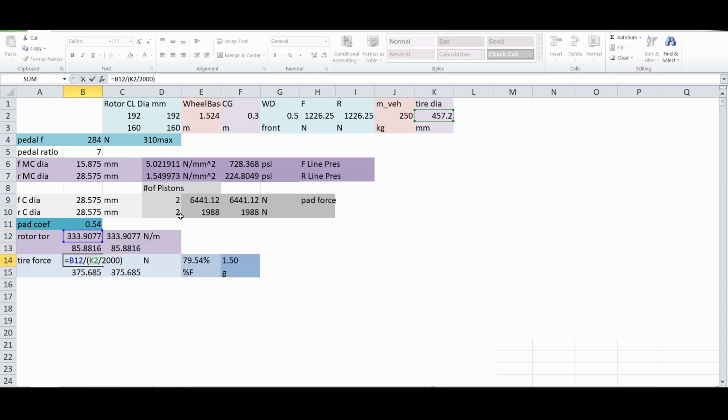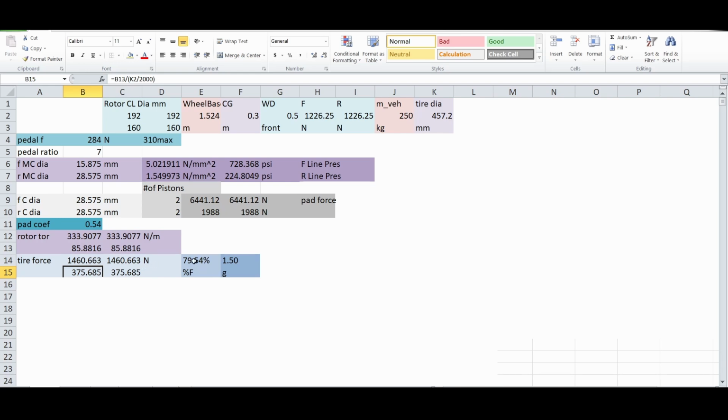So we take the rotor torque, divide by the tire radius. Again, I'm doing divided by 2, and also divided by 1,000 to make millimeters into meters. Then we'll get the tire force of the tire against the road surface.